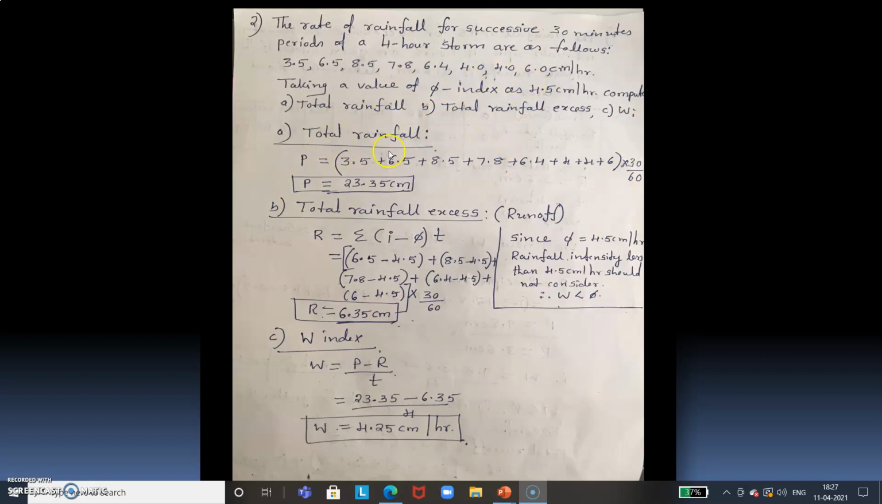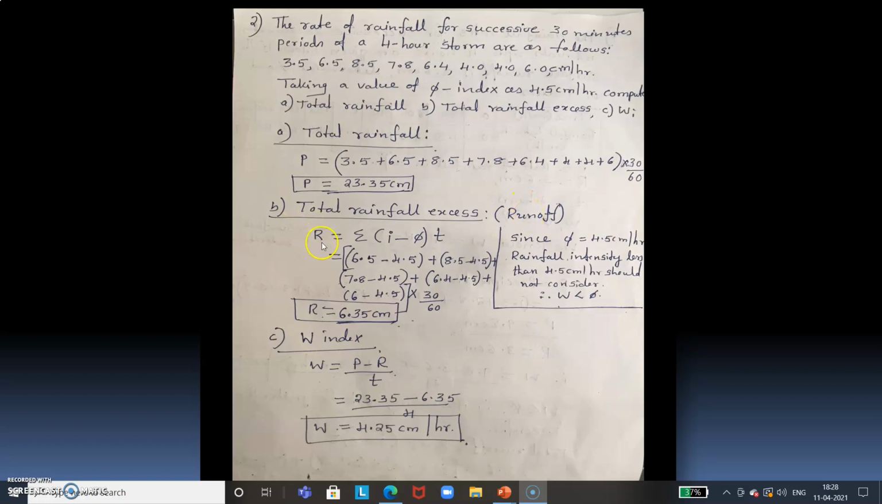So how can we calculate total rainfall? It is given here, all the rainfall intensities. So just add that: 3.5 plus 6.5 plus 8.5 plus 7.8 plus 6.4 plus 4 plus 4 plus 6, into, again it is in centimeter per hour. I mean it is given in 30 minute intervals, so convert into hour. So into 30 divided by 60. So we will get precipitation is equal to 23.35 centimeters. The second one is we have to calculate total rainfall excess, that is nothing but runoff.